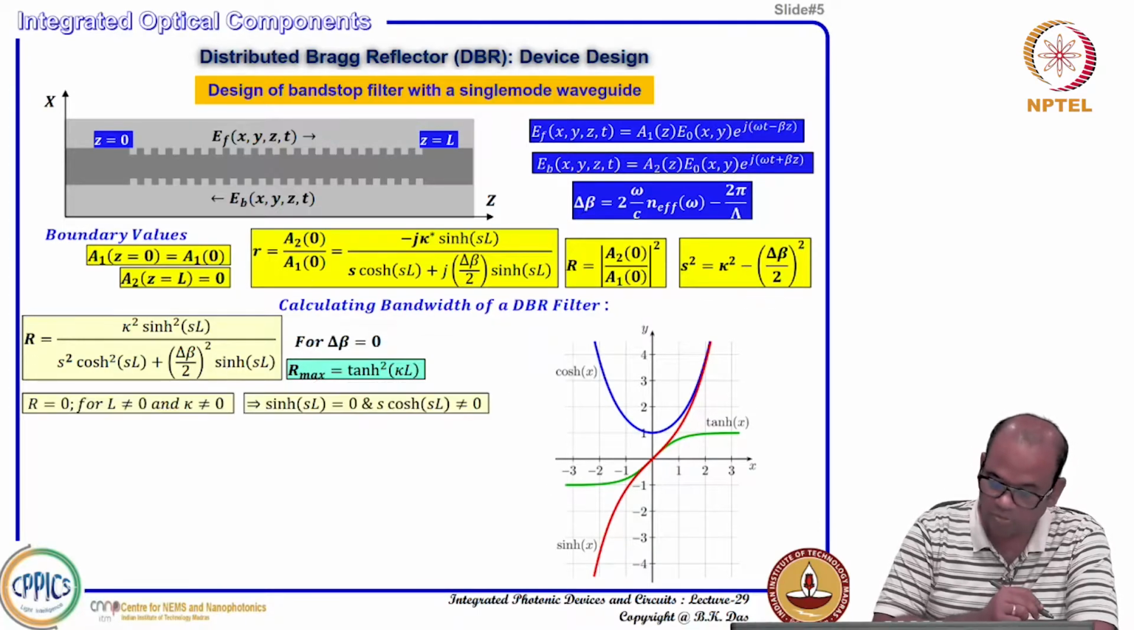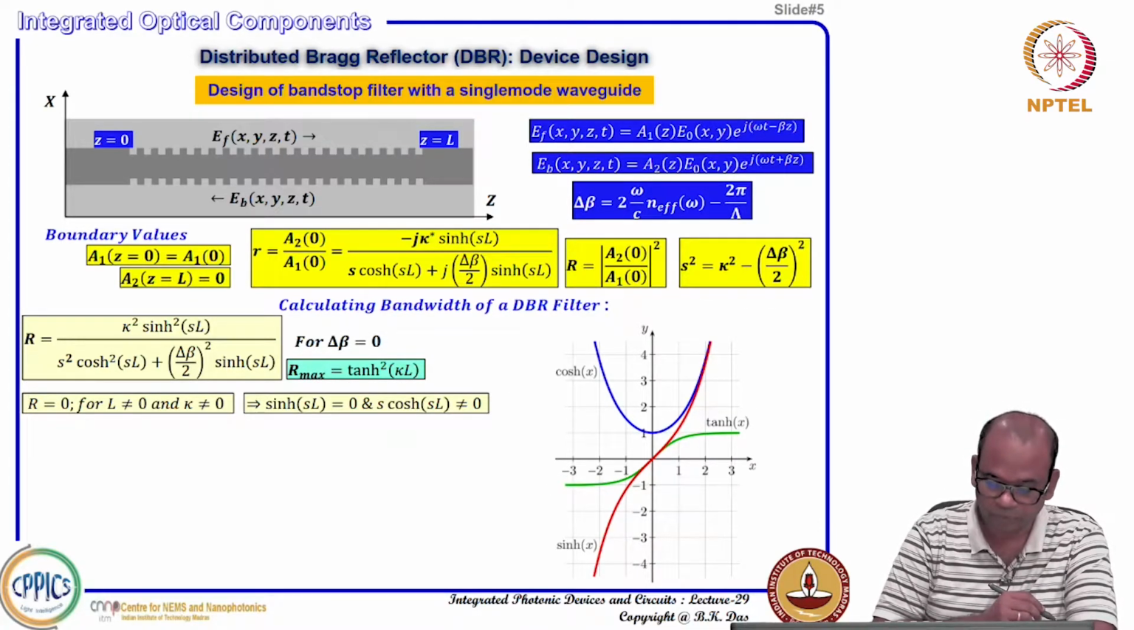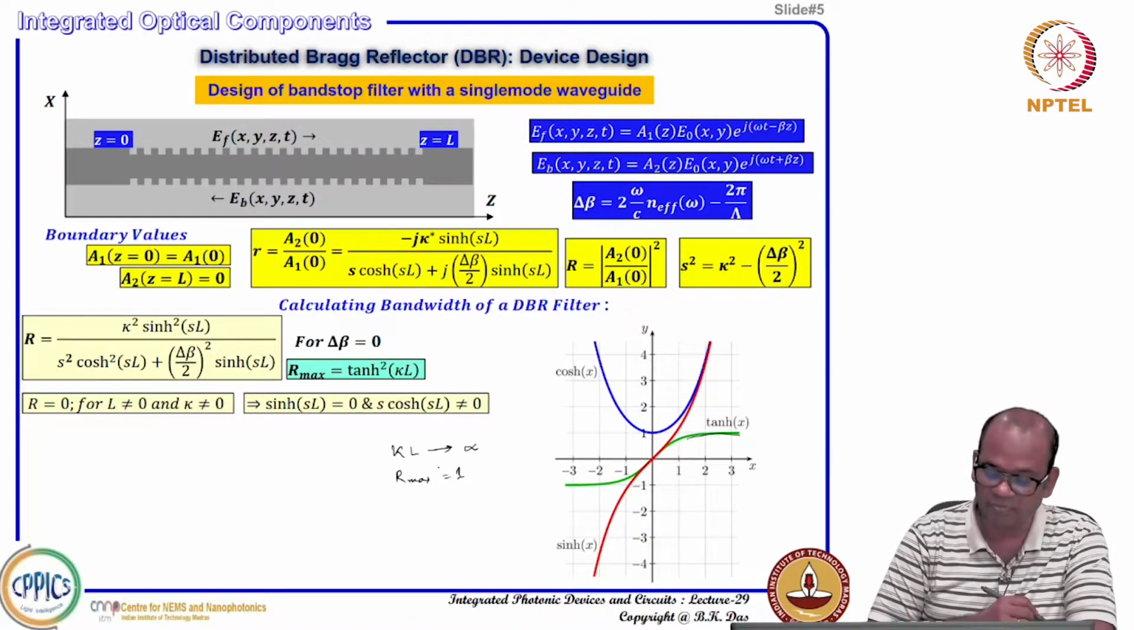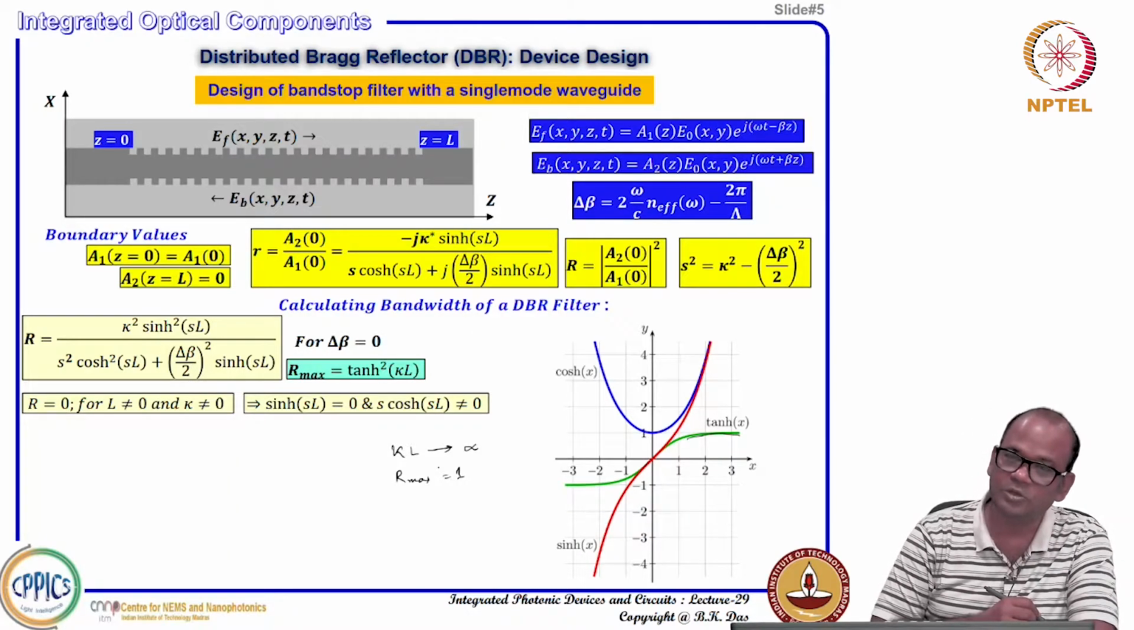Now we will look at a certain issue. R maximum can be tan hyperbolic square kappa L. This is the tan hyperbolic function of x. As kappa L tends to infinity, tan hyperbolic square becomes 1, so R max becomes 1. That is known: the maximum value of reflectivity can be 1. Reflectivity is the fraction of power reflected from the DBR structure with respect to the input power, so it can be at most 1.